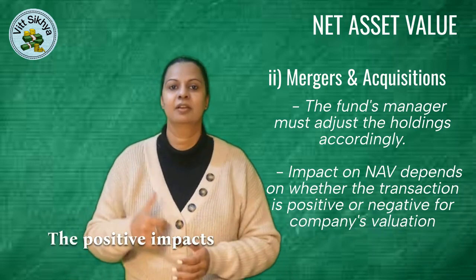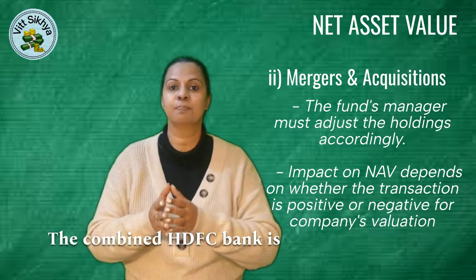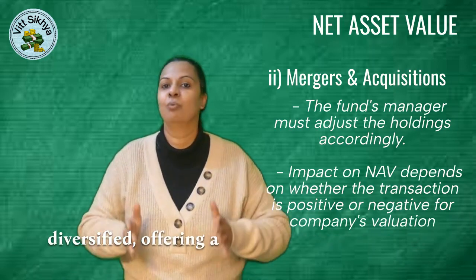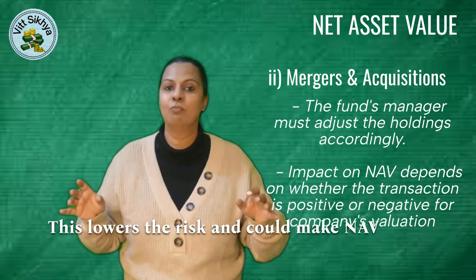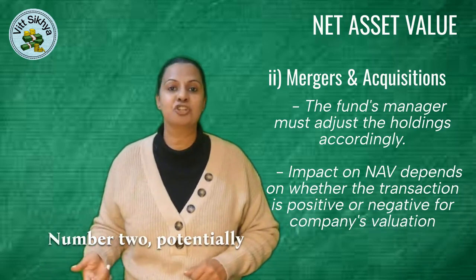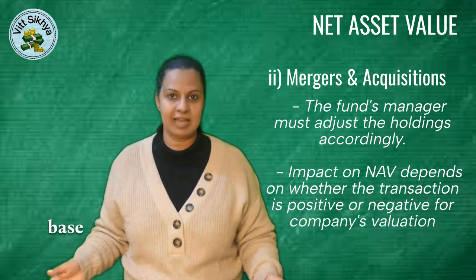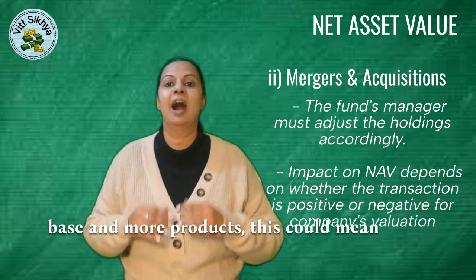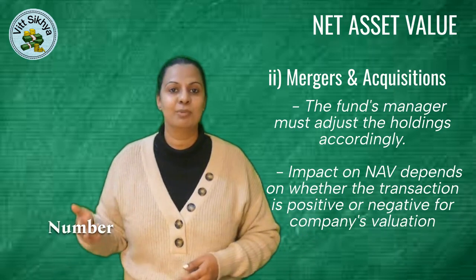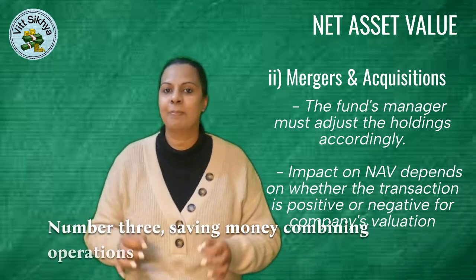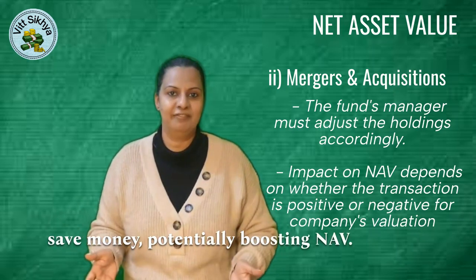Positive impacts. Number one, more stable. The combined HDFC Bank is bigger and diversified, offering a wide range of services. This lowers the risk and could make NAV more stable. Number two, potentially bigger. The merger boosts growth potential with a larger customer base and more products. This could mean higher profits and NAV increase in the long run. Number three, saving money. Combining operations could make things more efficient and save money, potentially boosting NAV.